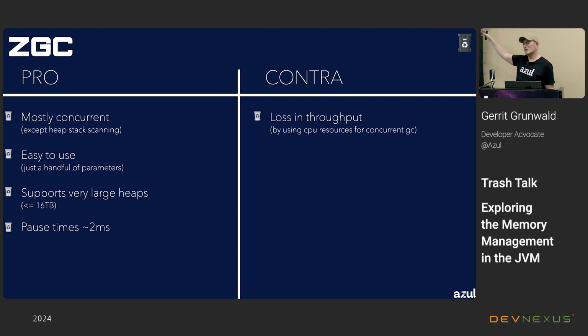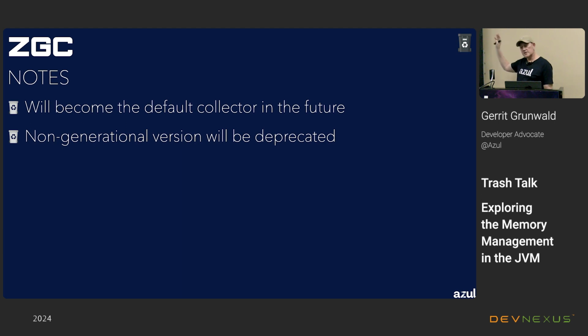So you have a little bit of a loss in throughput, of course, because we do it concurrently. You have to use the CPU time for everything at the same time. There's a little drop, but it's not really that big. So it's a great collector. And it will become the default collector in the future. And the non-generational version will be deprecated. So the non-generational, which is currently the one that you can use, will go away.